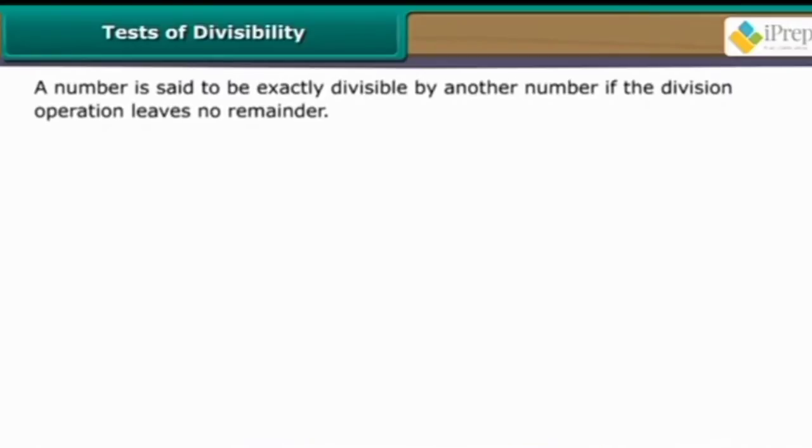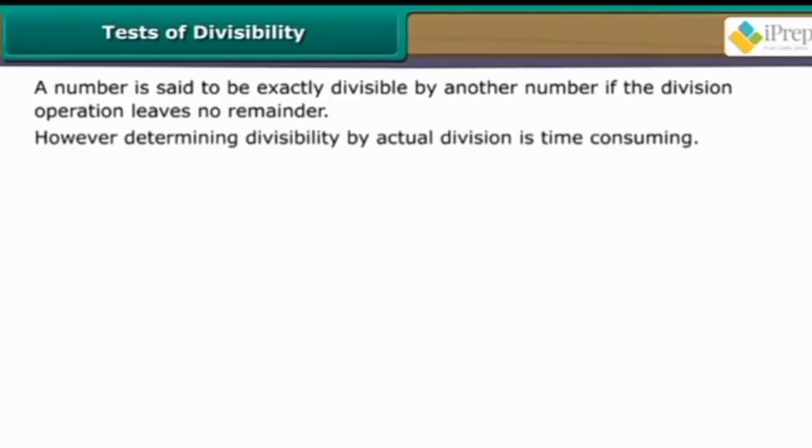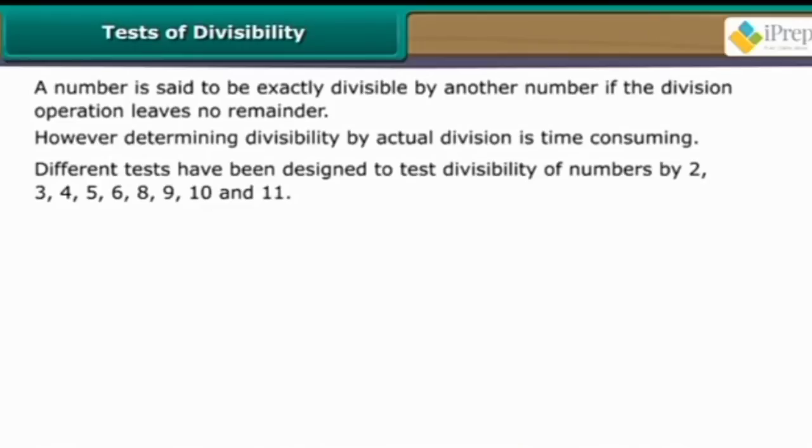A number is said to be exactly divisible by another number if the division operation leaves no remainder. However, determining divisibility by actual division is time-consuming. Therefore, different tests have been designed to test divisibility of numbers by 2, 3, 4, 5, 6, 8, 9, 10 and 11. Let us look at them one by one.